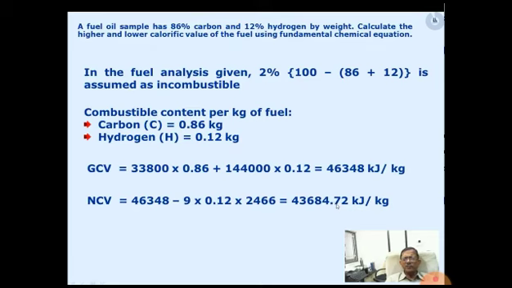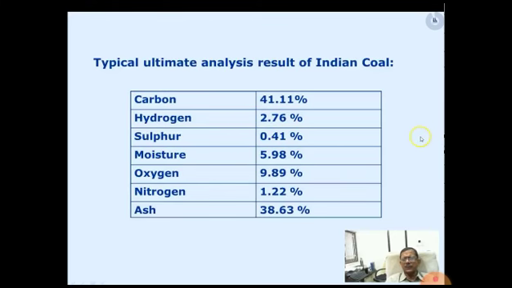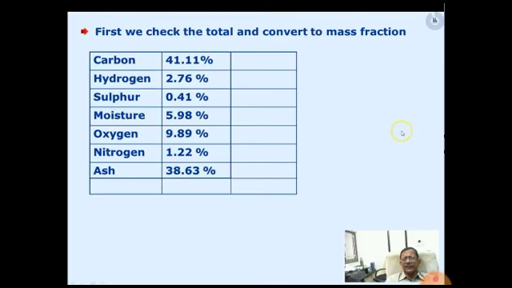Now this was a simple analysis given. If we take an actual analysis of a fuel, for example, a typical analysis of an Indian coal, with all carbon, hydrogen, sulfur, everything given, and I need to find out the GCV and NCV, as I told you, the first thing I do is total it. Add it up and see whether it is coming to 100% or not. In this particular analysis, it is actually coming to 100%, so there is no problem.